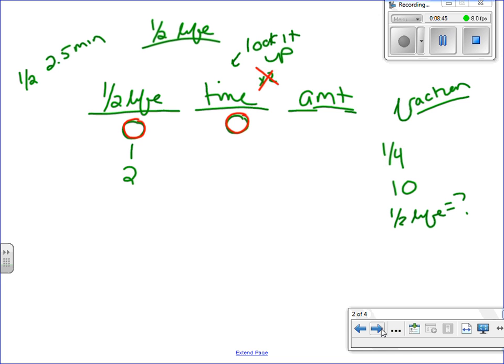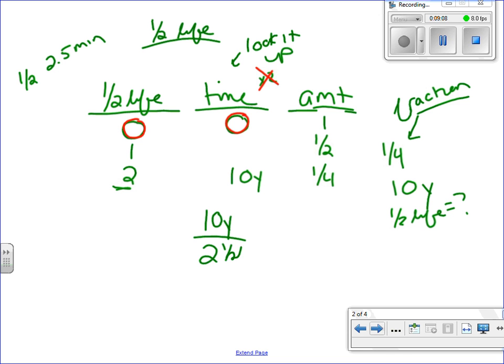Okay? So this is a fraction, so I'm going to start with 1, and I'm just going to keep halving it until I get to a quarter. So I know it's going to be a half, a quarter. So I know it went through 2 half-lives. It took 10, let's say they're years. 10 years to go through 2 half-lives. What's 1 half-life? Okay? If 10 years is 2 half-lives, how many years is 1? You should easily get that 5 years is 1 half-life. That's probably the hardest type of question they will ask you, or I will ask you, on one of these problems.